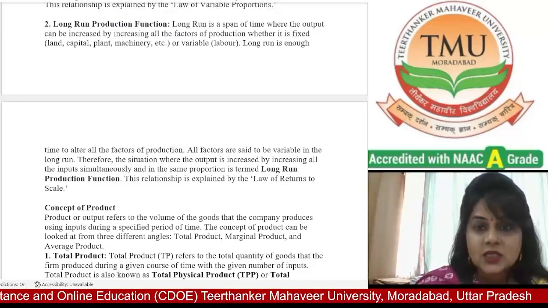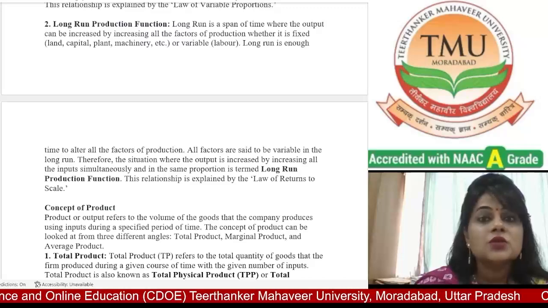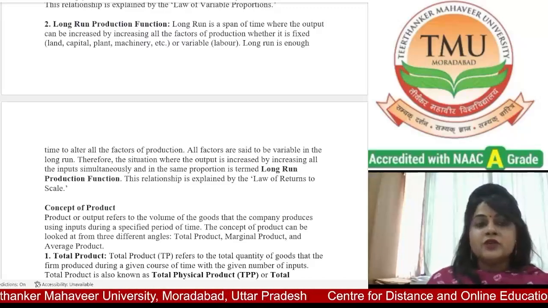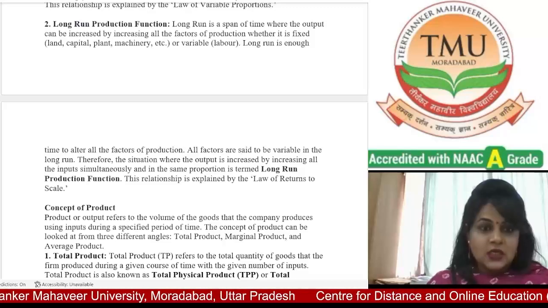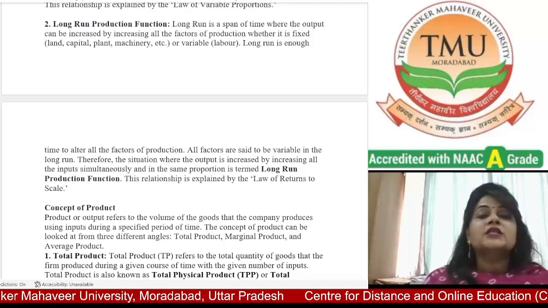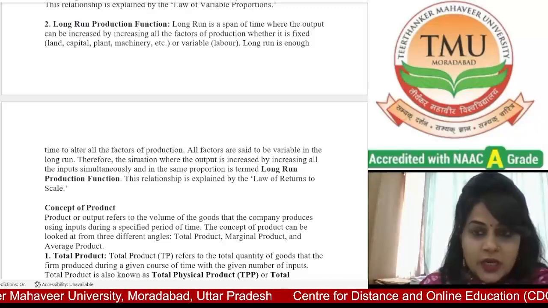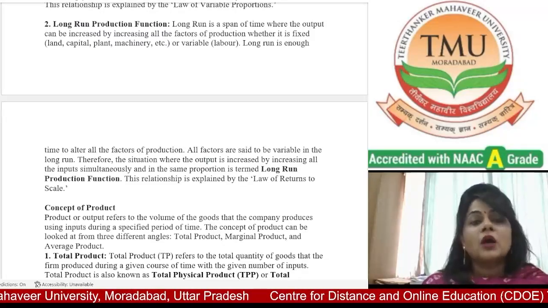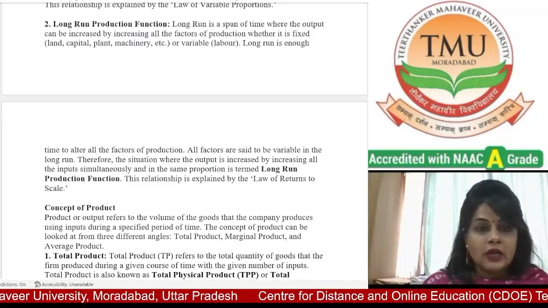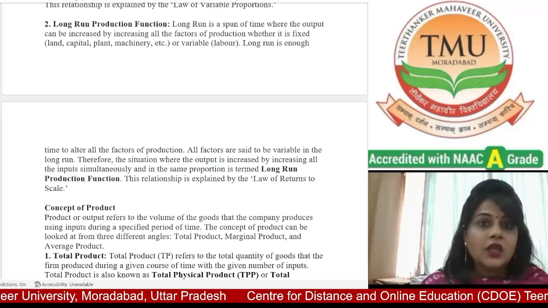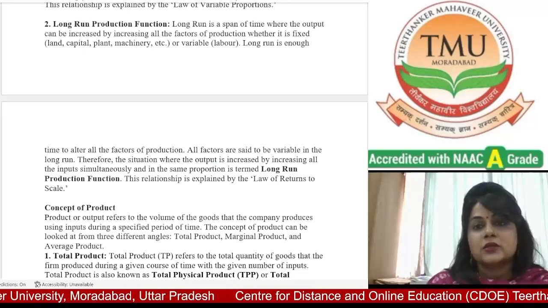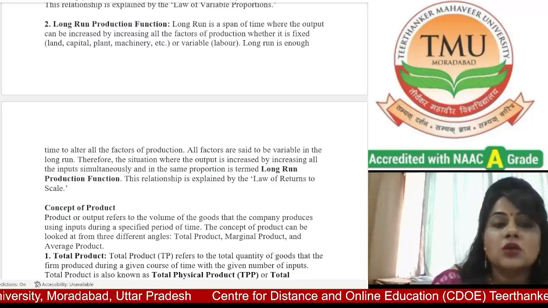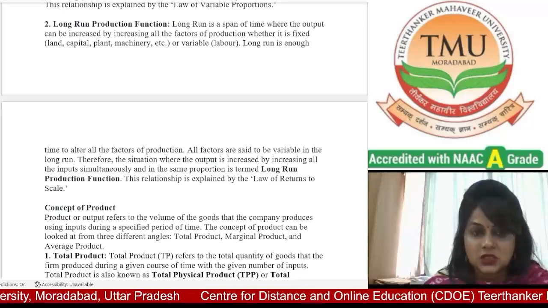I will also discuss the law of returns to scale in a further video. So, in the long run production function, there are no fixed factors. This means that a business can change the scale of production and also the long run mix of the inputs between labor and capital. And we can also adjust both the factors, labor and capital. In the long run production function, we focus on the nature of the returns to scale.